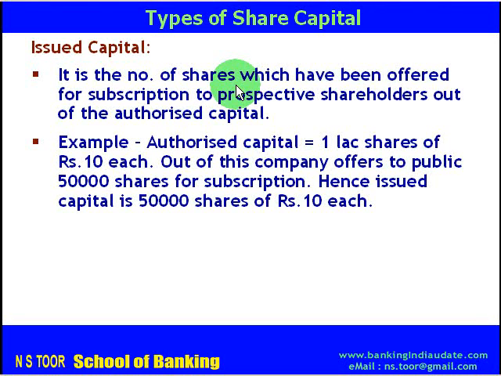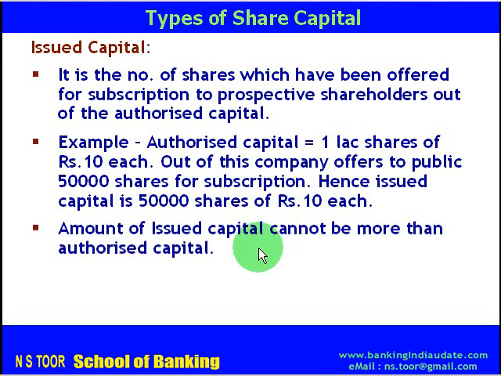For example, authorized capital is 1 lakh shares of rupees 10 each. Out of this, the company for the time being offers to the public 50,000 shares for subscription. Here the issued capital is 50,000 shares of rupees 10 each. Now the amount of issued capital cannot be more than the authorized capital, because issued capital is part of authorized capital, or in other words, capital is issued out of authorized capital.